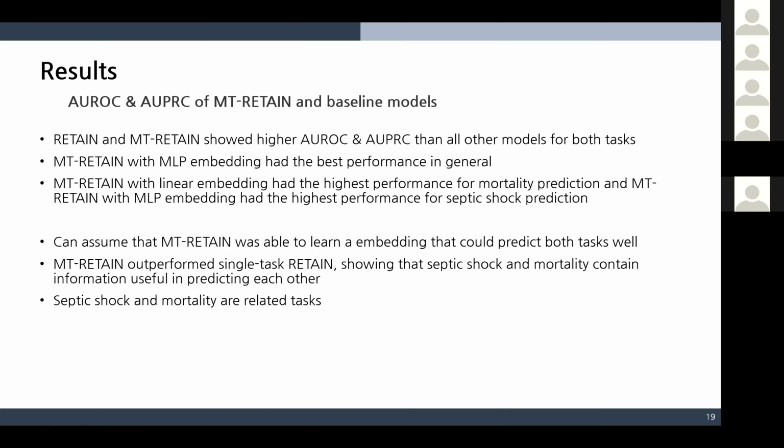So through the results, we can assume that MT Retain is able to learn an embedding that can predict both tasks well, and that using the attentions generated from the shared embedding was effective in predicting septic shock. The fact that MT Retain performed better than single task Retains shows that septic shock and mortality are two tasks that contain information in predicting the other, which was expected as the two tasks are logically closely related.